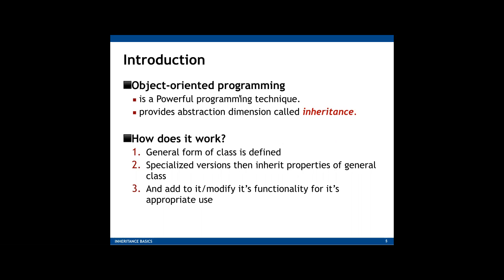So then what is inheritance? Inheritance is a process by which a new class is created from another class, and this new class receives properties of the other class, the base class. This means that a general form of class can be defined first, and later more specialized versions of the class may be defined, and these specialized versions inherit the properties of the general class. The properties here include member variables and member functions in the class.